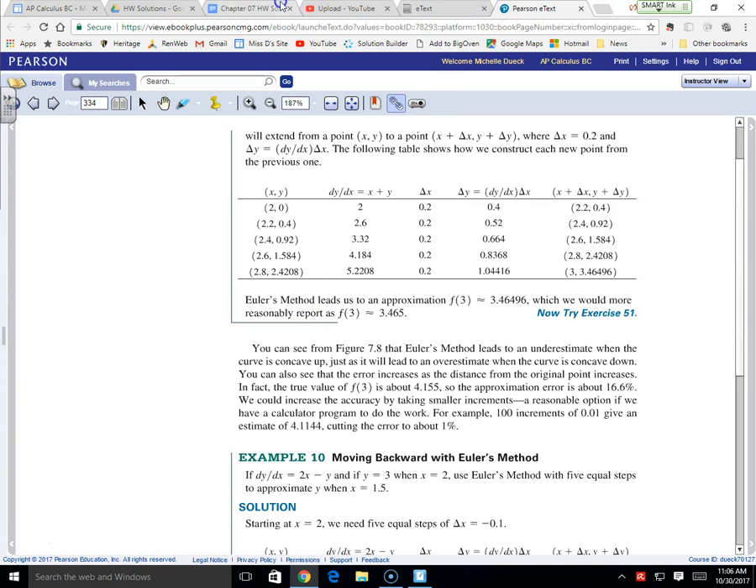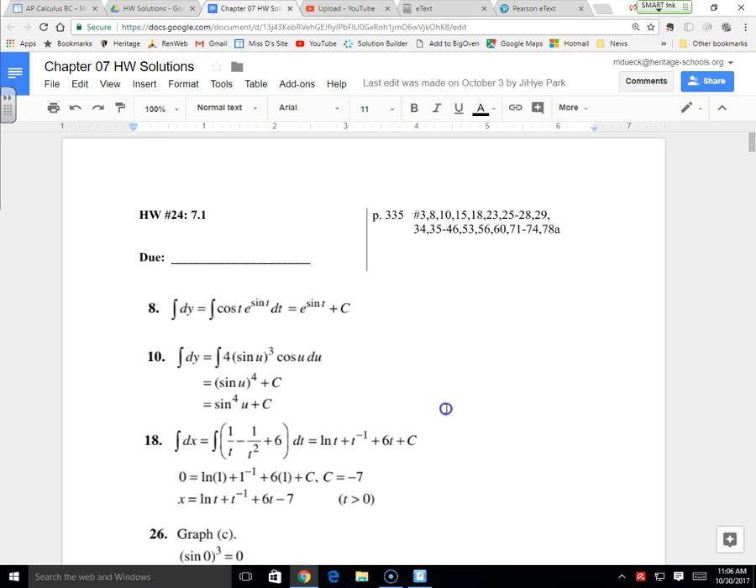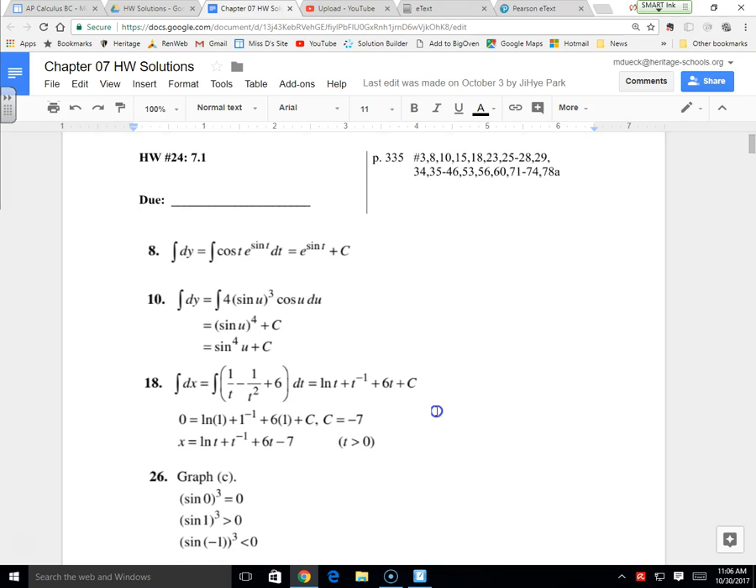Oh wait, that's not right. Sorry, here you go. Let's pause. Let's create evens very quickly. I'm going to stay on the screen as long as it takes me to read the answer. Number 8, e to the sine t plus c. Oh my god, I'm slow.